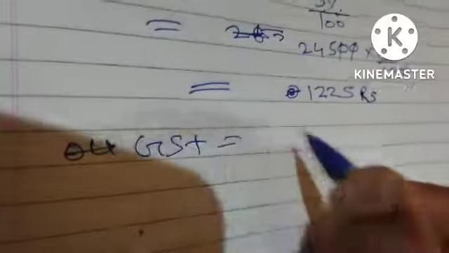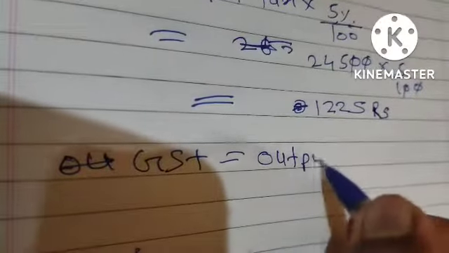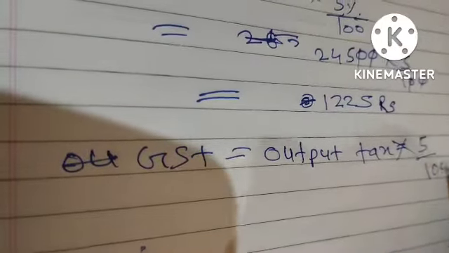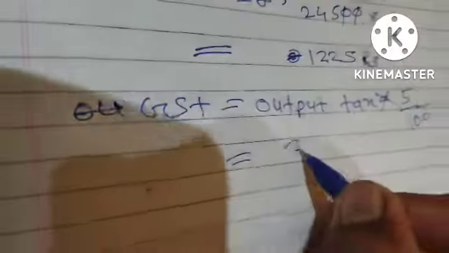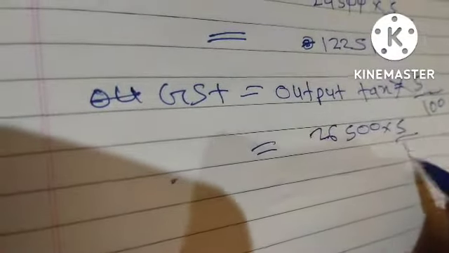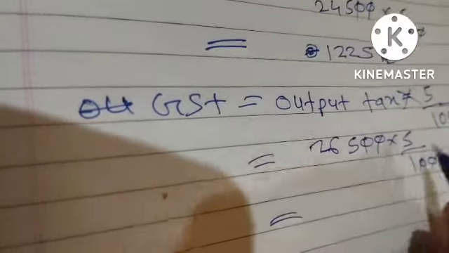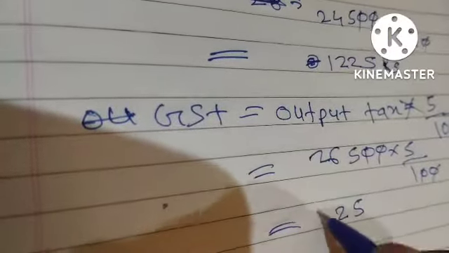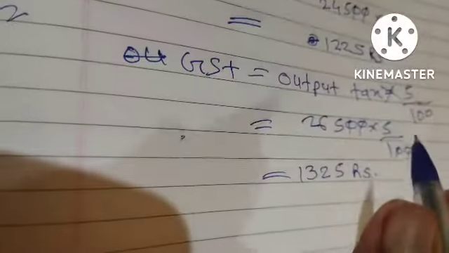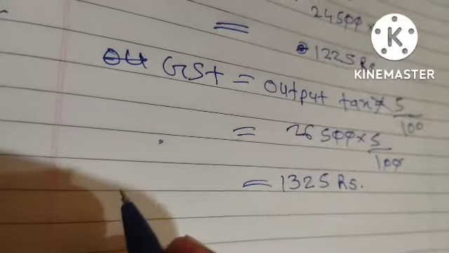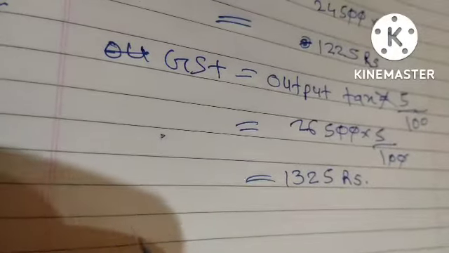Let's find out GST on output tax, which is equal to output tax into 5 upon 100, which is 26,500 into 5 upon 100. 5 5 is 25, 2 5 is 30, 3 is 10, 30. This will be the answer for the GST at the rate of 5% for the output tax. Let's find out GST paid at the rate of 5%.